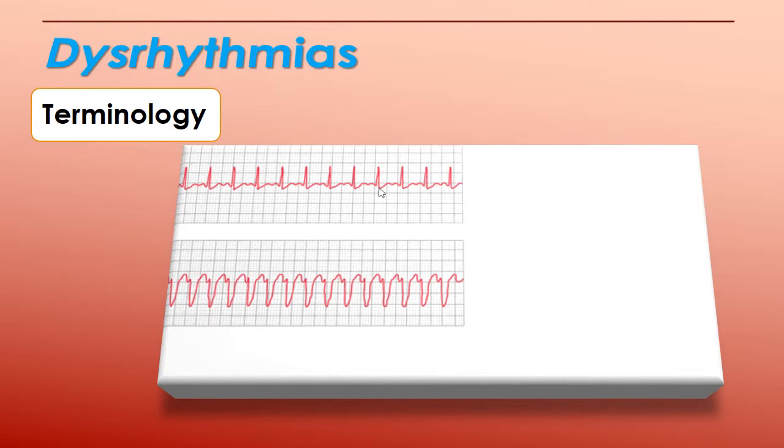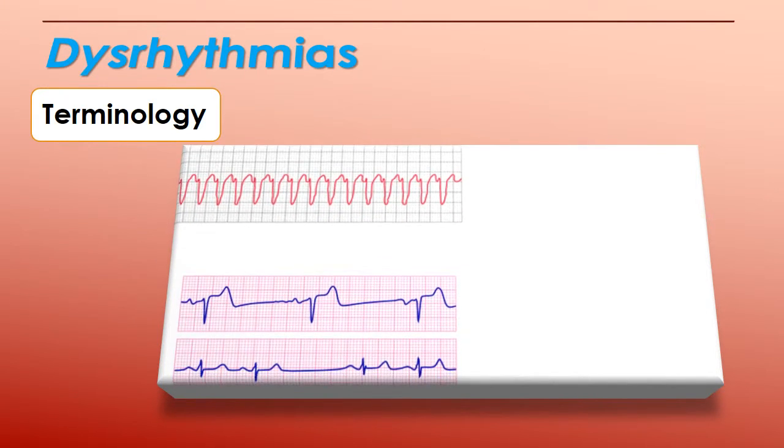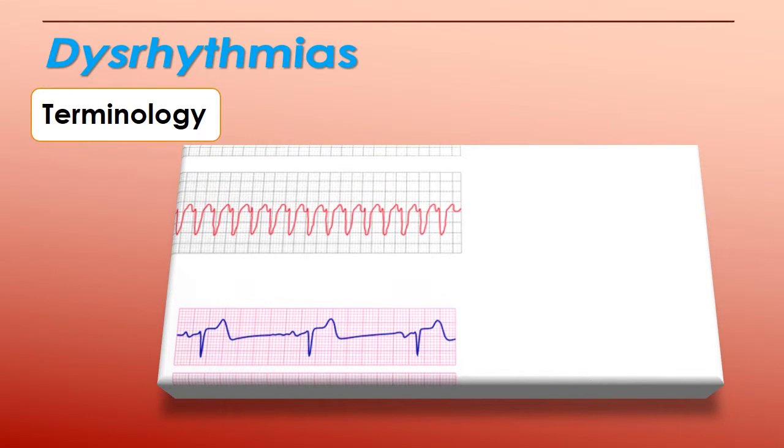The next terminology you may hear is bradydysrhythmias. These are dysrhythmias with a very slow heart rate, or a heart rate below 60. This is an example of a sinus bradycardia. In the sinus bradycardia, you can see how much longer it's taking. This is a VTAC patient, a ventricular tachycardia, and you can see the rate being faster compared to the bradycardia rate here.